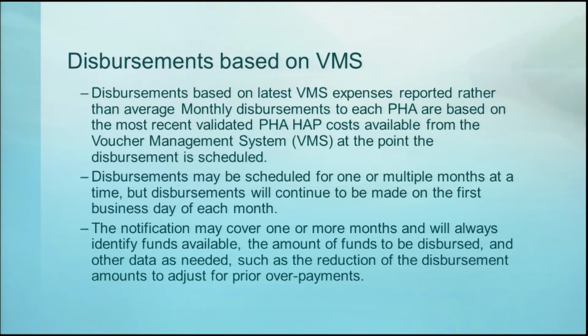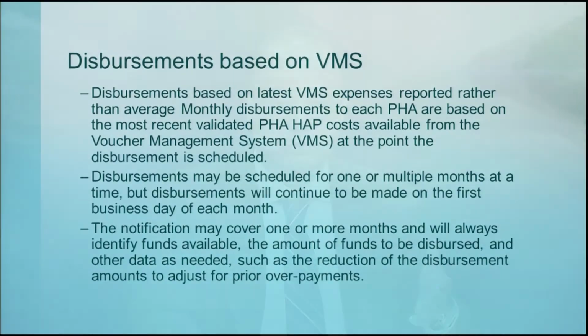That timing ensures that we have not given you funds in anticipation of your actual need or immediate HAP disbursement. We have also modified the methodology by selecting the last month of actual and validated expenses rather than the average of the last 3 months like we did back in 2013 and 14. Since 2015, we've been using the latest VMS data, or the latest month of VMS data.